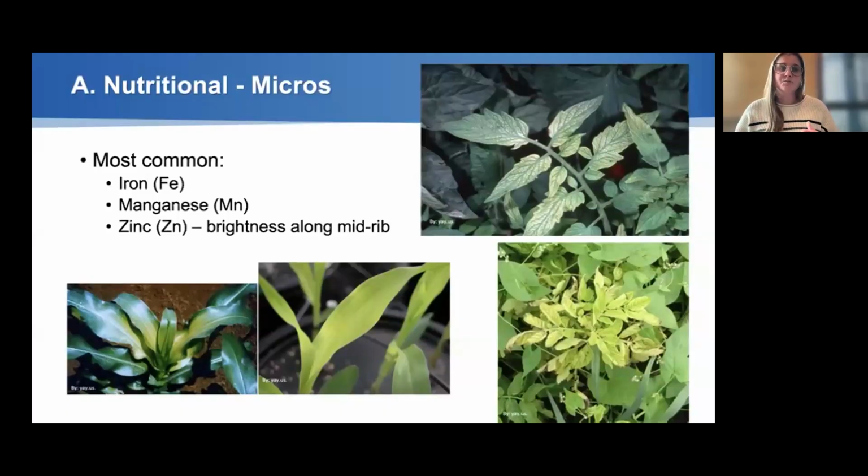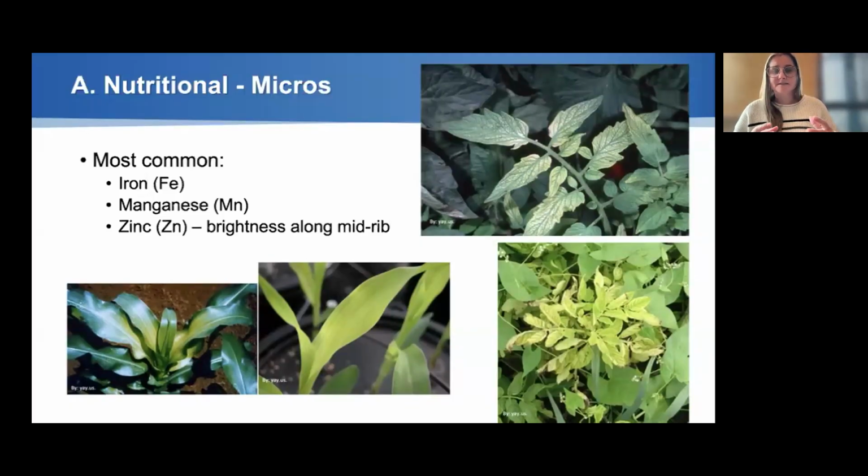Now, I mentioned that micronutrients will almost always be in adequate supply in home gardens. There are some more common micronutrient deficiencies, and these include iron, manganese, and zinc. They can occur if the pHs are slightly off, like I mentioned, or if there's an antagonism, like I had mentioned before. Generally speaking, all three of these will have a similar look in that it'll be interveinal chlorosis on the youngest tissues.